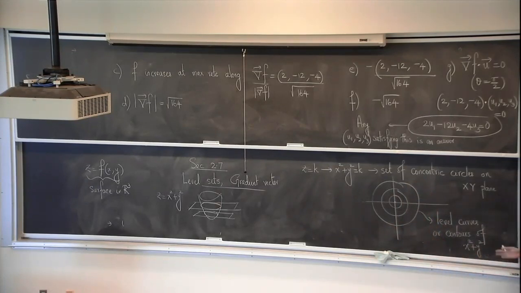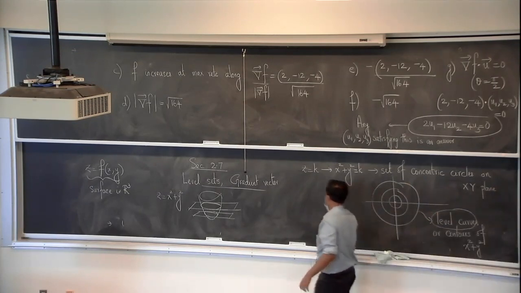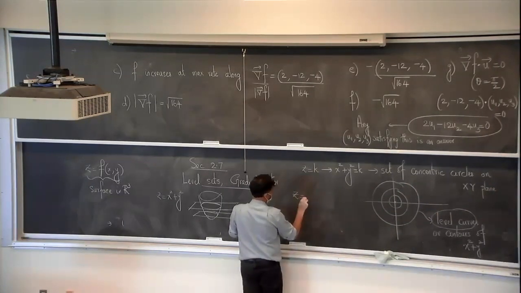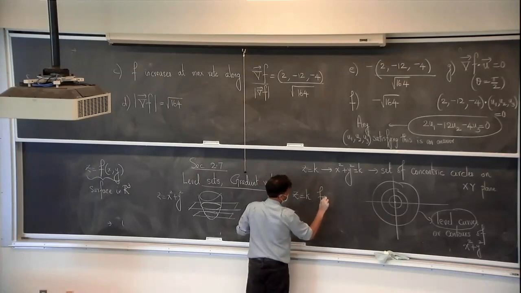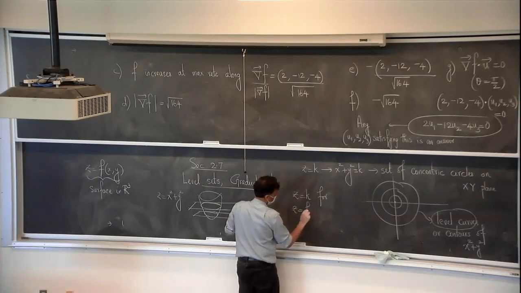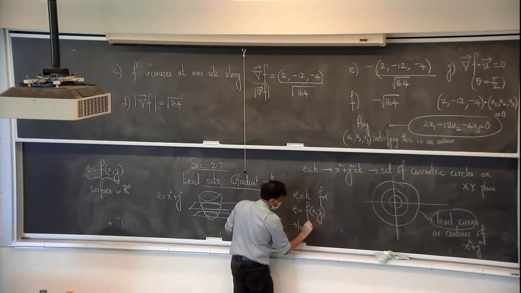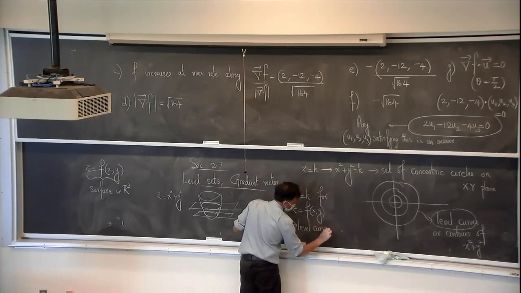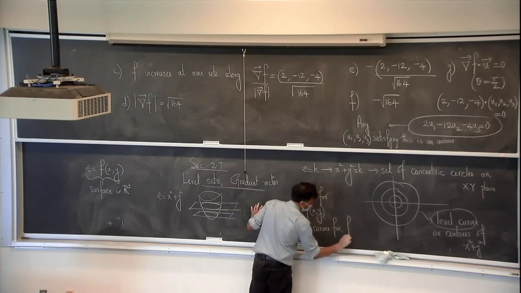So the new words here, level curve. A level curve is the projection or the curve that you get, or the set of curves that you generate by reducing the dimension of z equal to f of xy by 1. So z equal to k for z equal to f of xy generates the level curves for f.